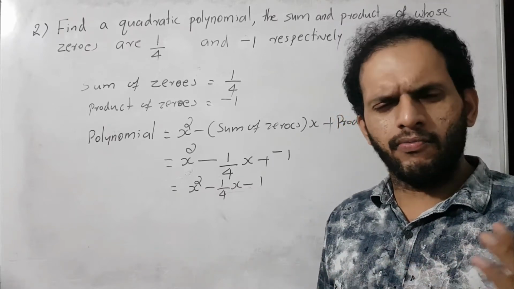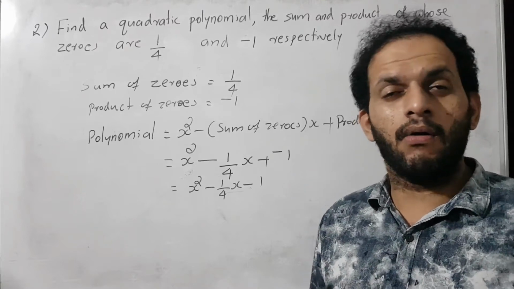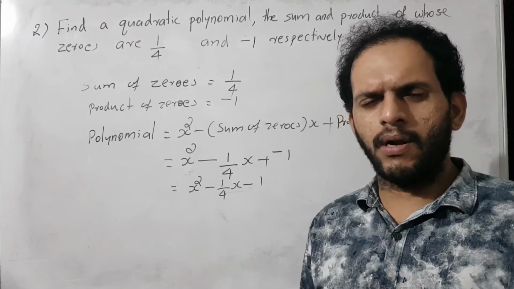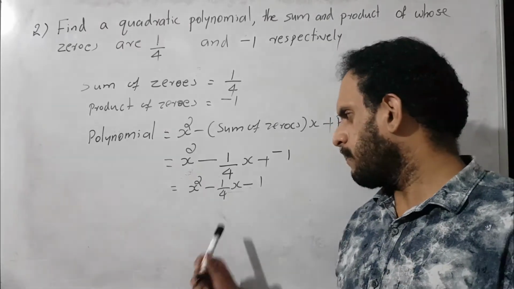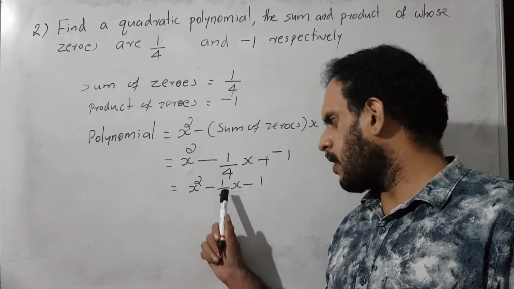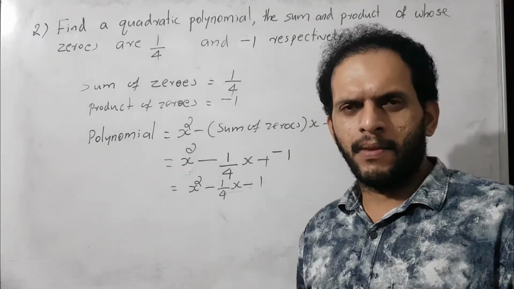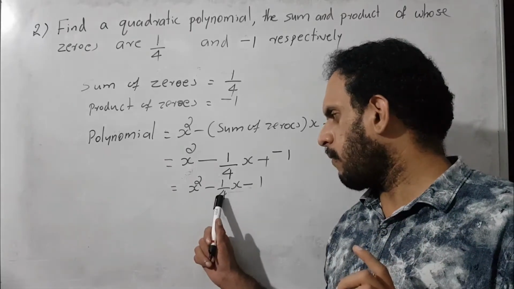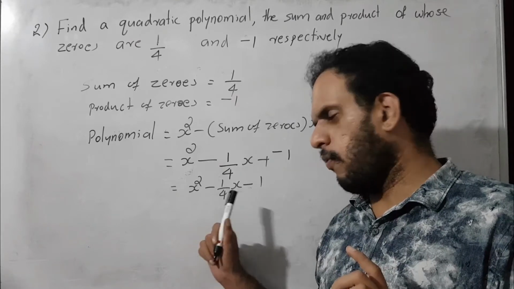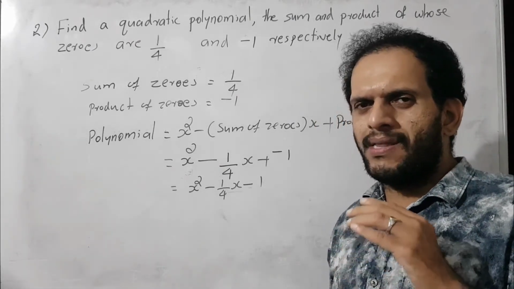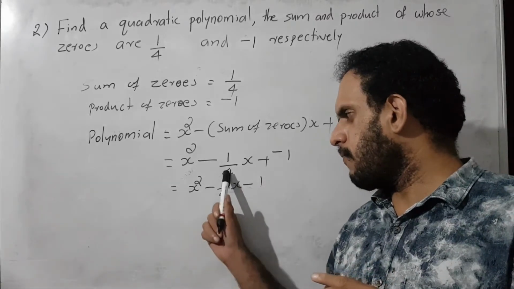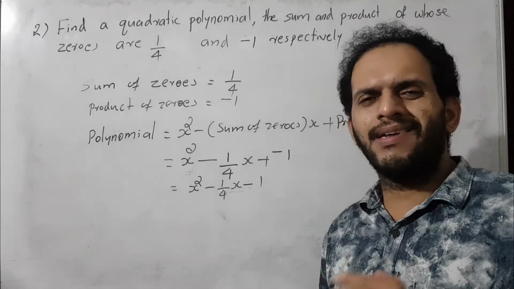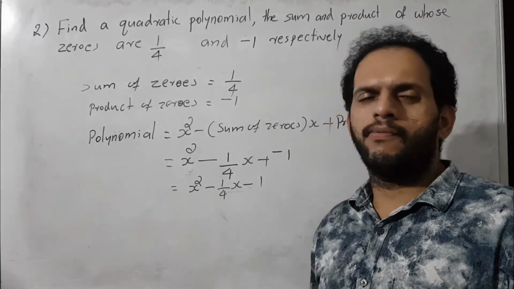Then in all the cases we get only whole numbers, integers, correct? Here, to convert the fraction 1 by 4 into the form of an integer, what do we do? We check what is the denominator of that fraction. That one is 4. So to convert the 1 by 4 into an integer, we multiply the whole equation, that means all the terms, by the denominator 4.